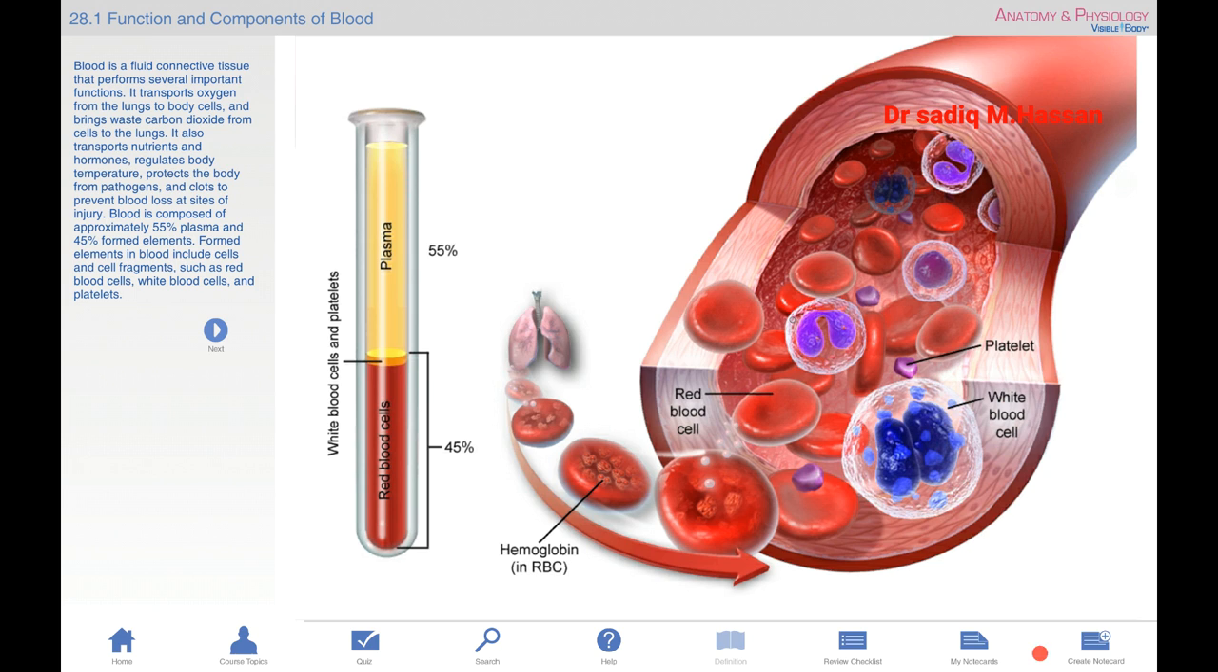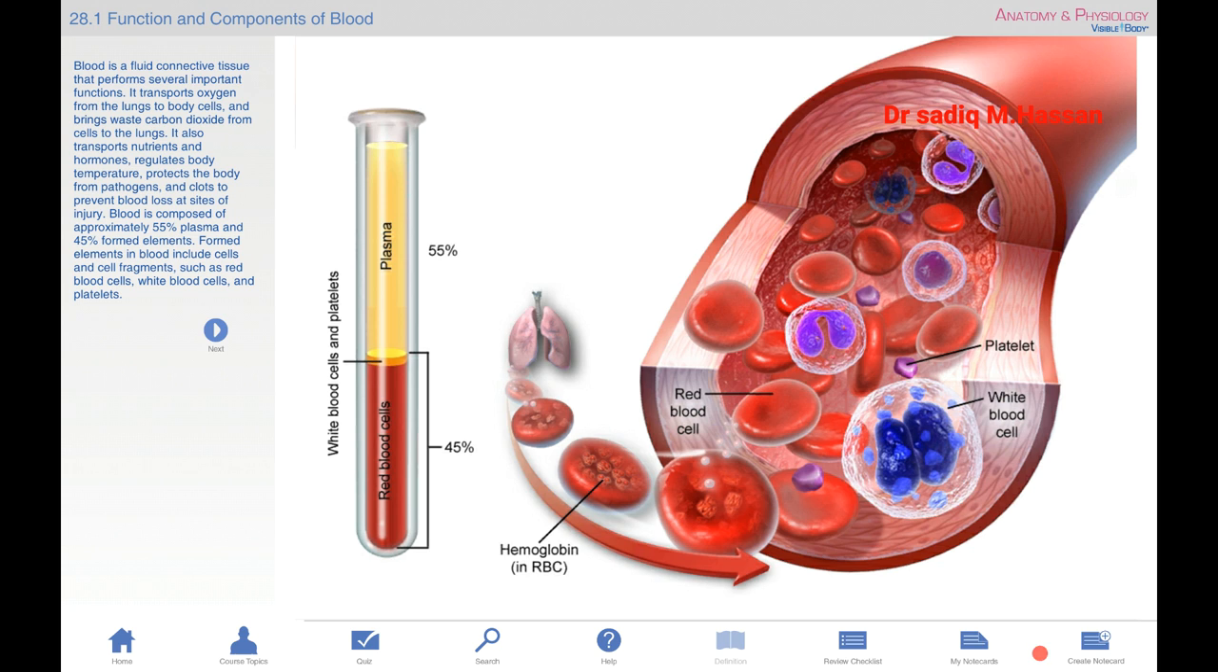The blood also defends against harmful microbes, is involved in inflammation, coagulation, and immune response, and helps regulate the pH of the blood and of the body fluids in general. So blood helps maintain homeostasis by providing a constant cellular environment.